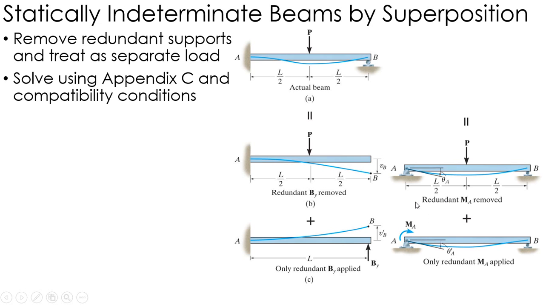But again, the whole idea is you use those redundant supports and treat them as forces, and then break it up into pieces using Appendix C to add compatibility equations for deflection to calculate what you need to. Again, the easiest way to look at this is through an example. So I suggest you go look at the example that I've done using superposition for statically indeterminate beams.